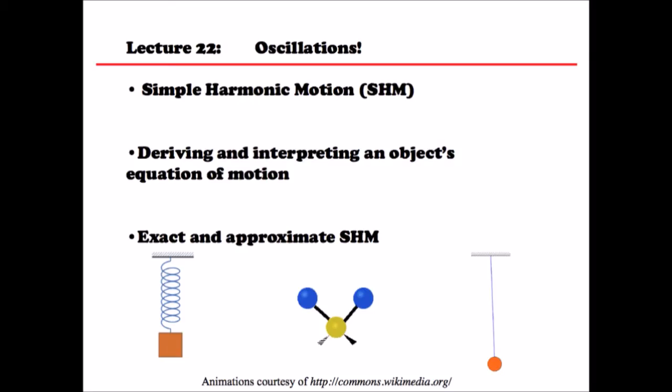Oscillations. What we're going to be talking about today is simple harmonic motion. Simple harmonic motion is systems that oscillate in repetitive motion back and forth. I put a couple examples up on the board that you may be familiar with, but we're going to start with a very simple example of a massless spring.